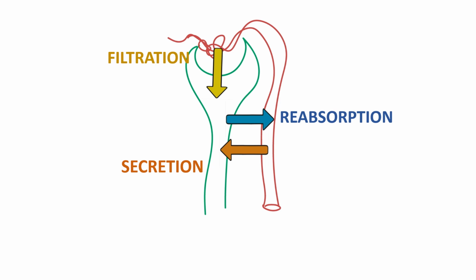So there is filtration, which is getting molecules into the Bowman's capsule. There is reabsorption, which is taking away substances from the lumen of the tubule back into the blood, and there is secretion, which is taking things from the blood and putting them into the lumen of the tubule.